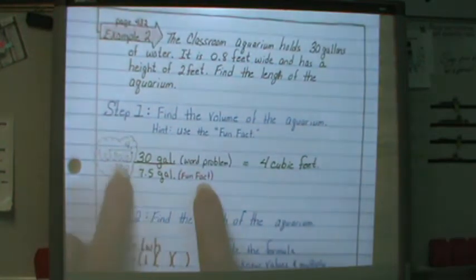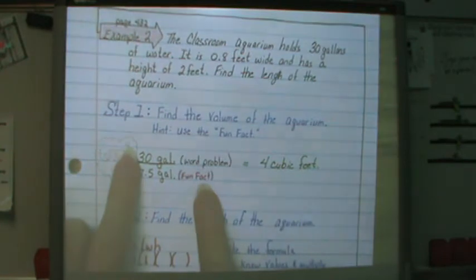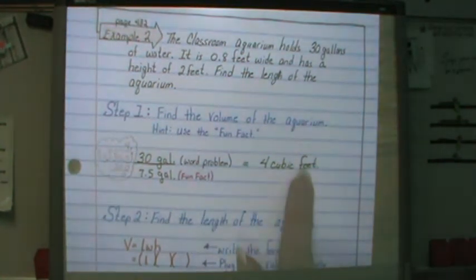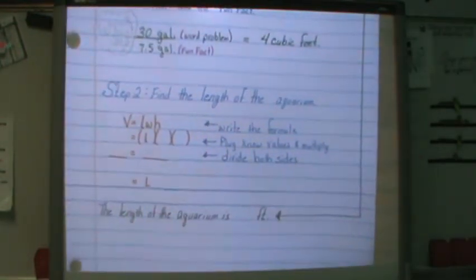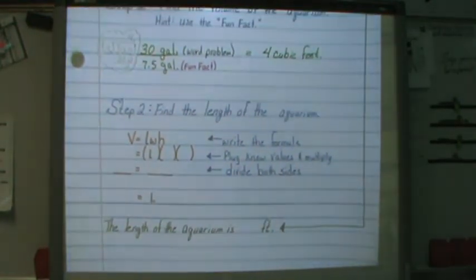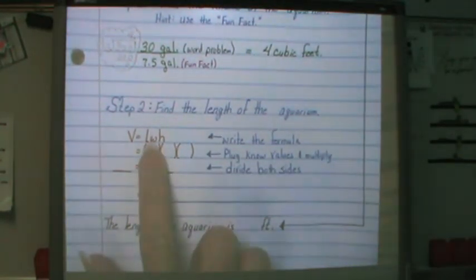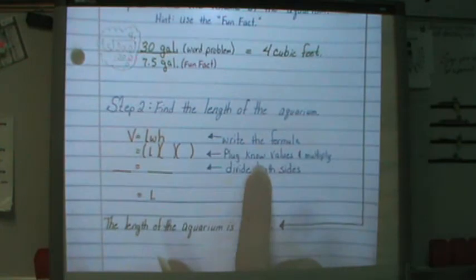Once you do the division, which I did over here, it ended up being 75 into 300. It goes 4 times. It tells me I've got 4 cubic feet. Now, I have to use that for my volume. Okay, so this is like multi-step here. I have to solve for my volume first and then use it. So here's step 2. Find the length of the aquarium. You're going to first write your formula, which is volume equals length, width, and height. And then you're going to plug in all the known values.